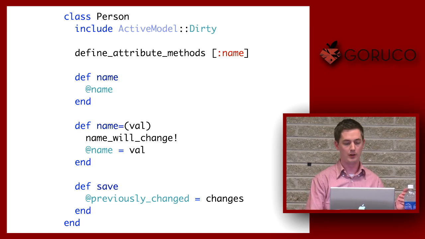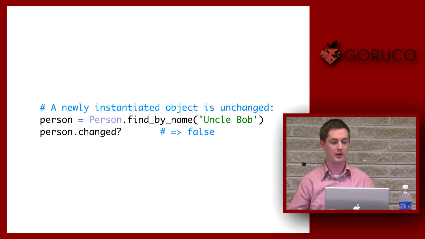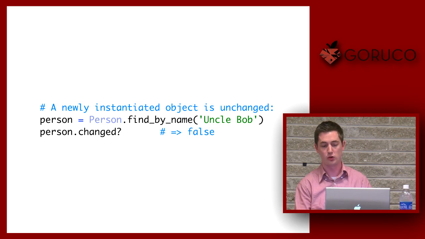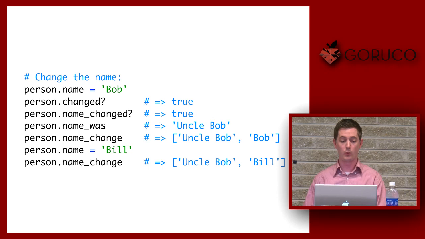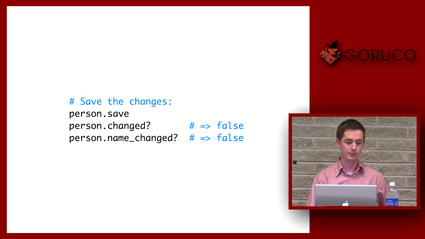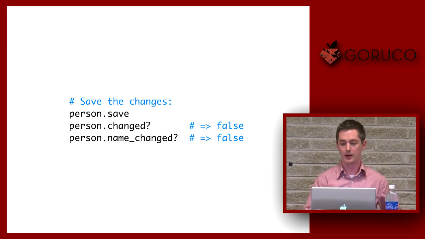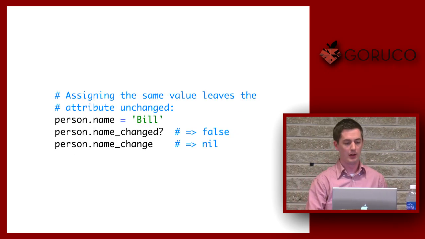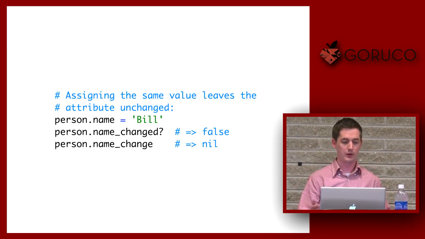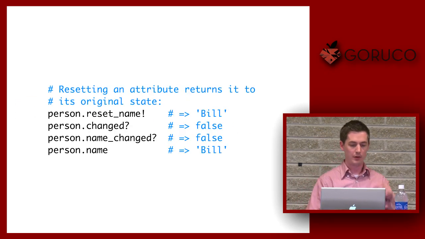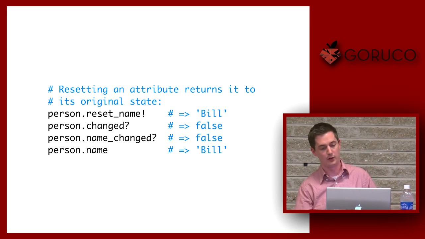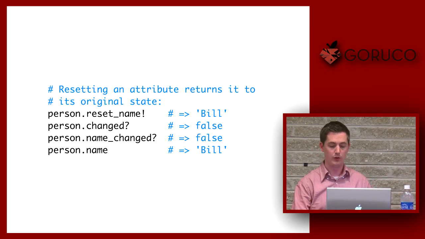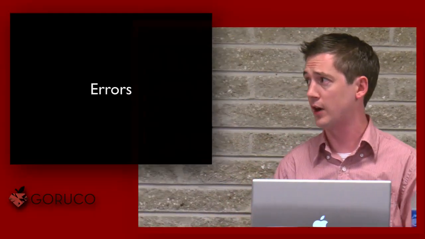At that point it gives you a bunch of convenience methods for seeing, one, if it's changed, two, if a specific attribute was changed, what it was, and also, after you save it, it updates those things. It also tracks if you set the value to what it was before. And finally you can reset the changes, and again you can see that it hasn't changed after you've reset.